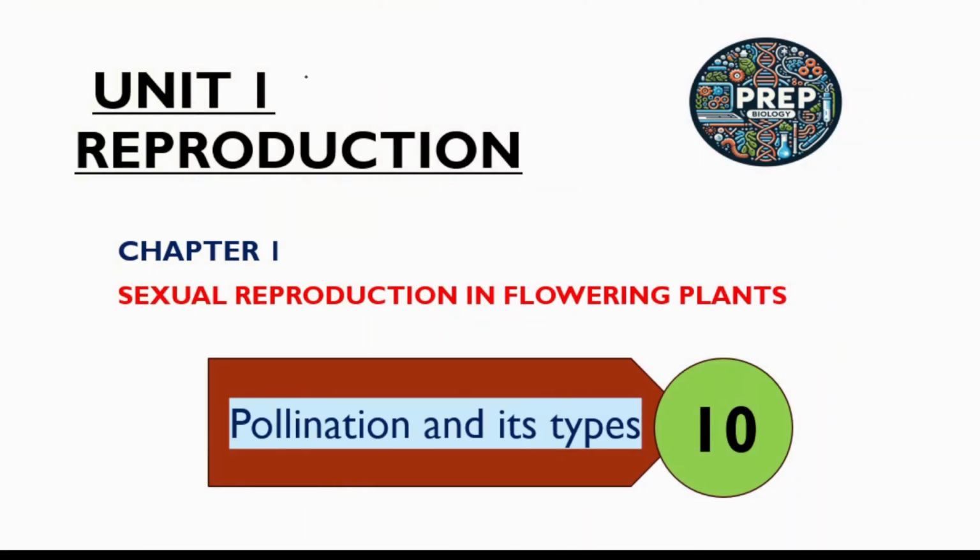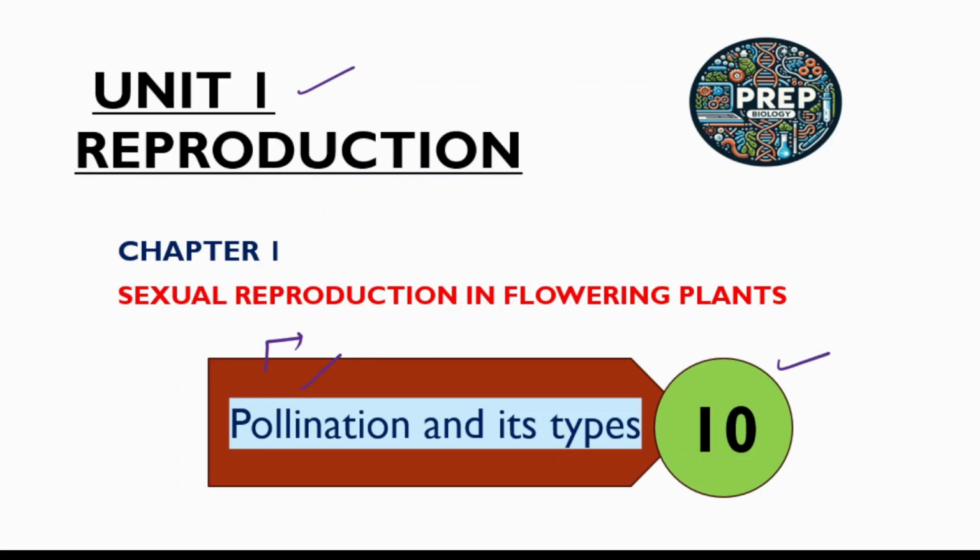We have started unit 1 of class 12, that is reproduction, chapter number 1, sexual reproduction in flowering plants. This is class 10th of this series. So today in this lecture we will understand about pollination and its different types. Let's start with the lecture.